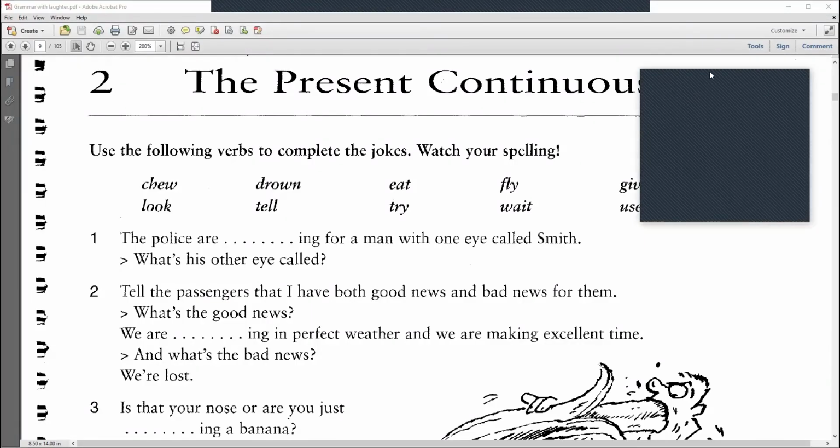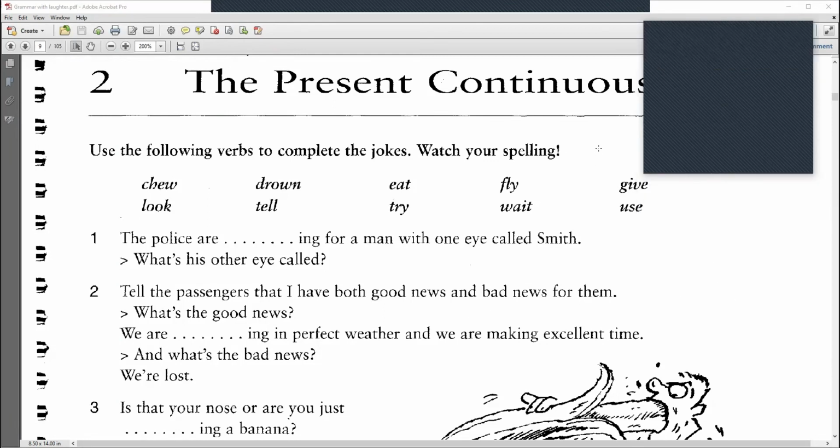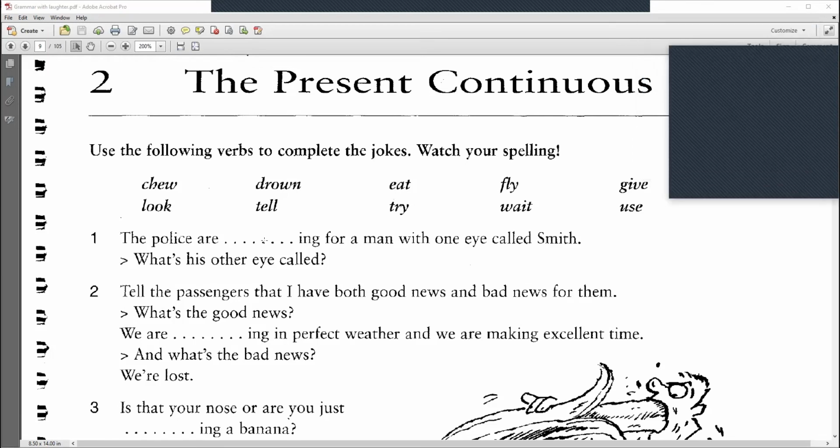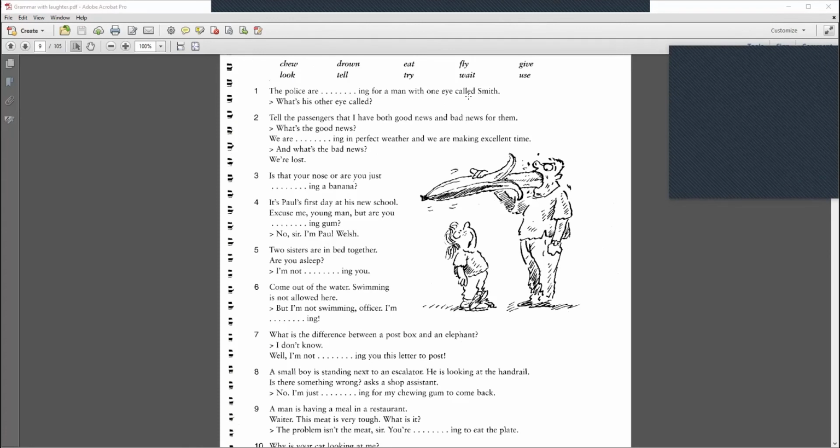You got it now? Practice more on exercises regarding the present continuous. So make them into the present continuous form by using the following verbs to complete the joke. We got 10 verbs and put them here. For example, the police are what? Chewing, looking, drowning, telling, or what? Let's practice exercise now. Okay, look at the chat now.